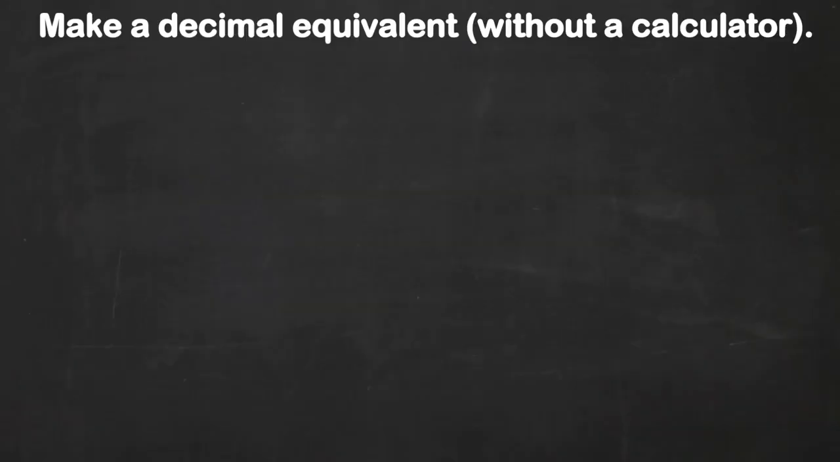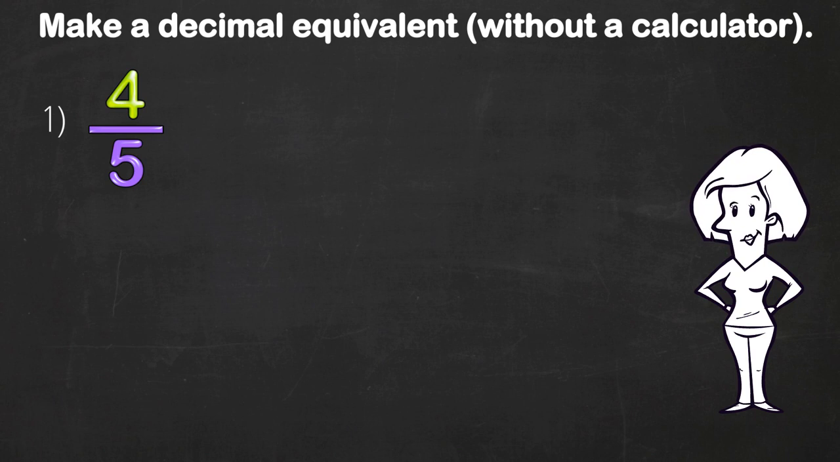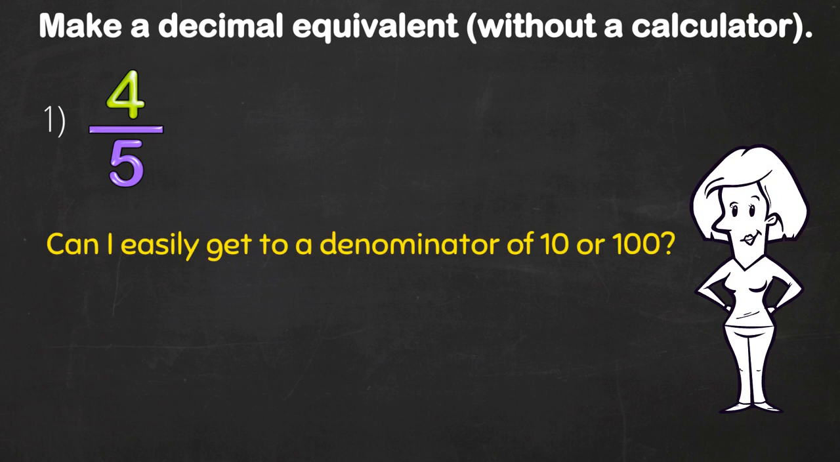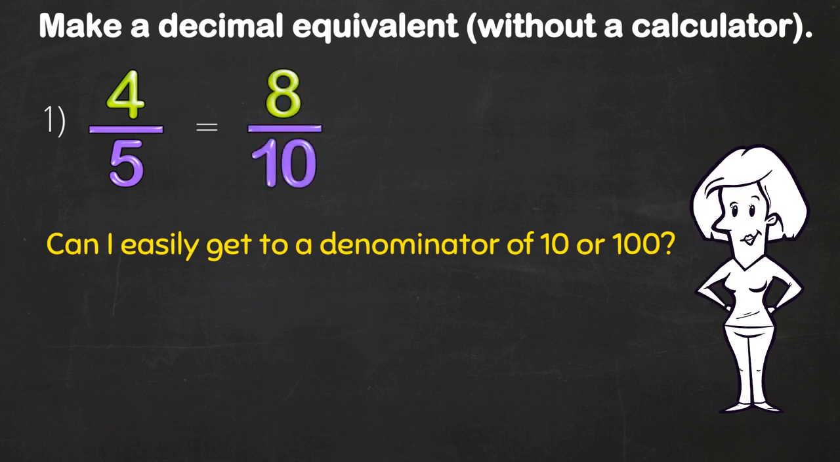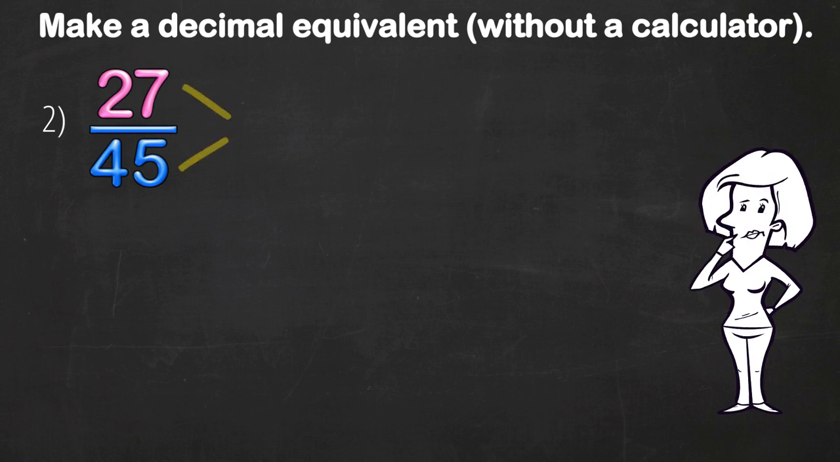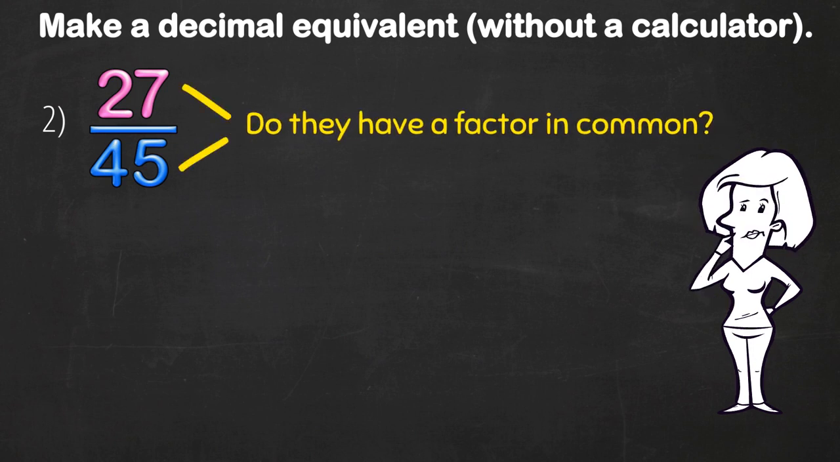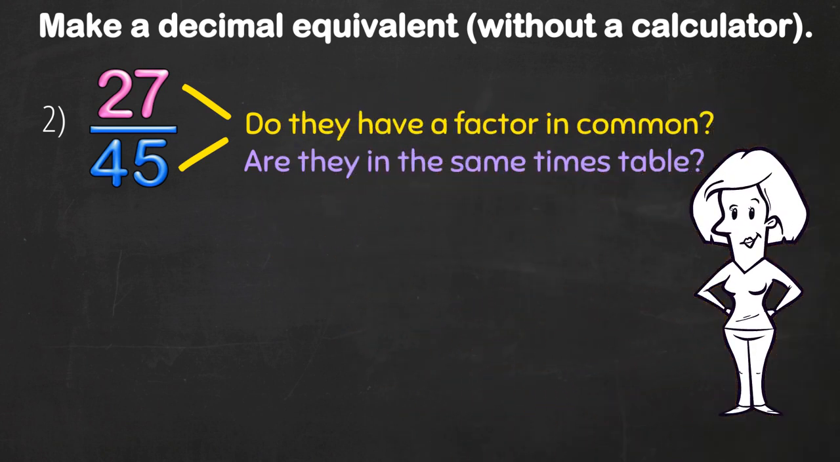Here's my thinking for any given problem if I have to make a decimal equivalent without using a calculator. First, can I easily get to a friendly denominator of 10 or 100? If, as in example 1, the answer is yes, then the decimal is easy to find. If not, as in example 2, then I consider the numerator and denominator. Do they have a factor in common? Are they in the same times table?